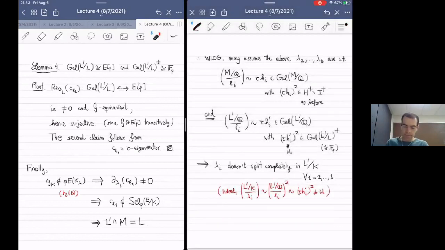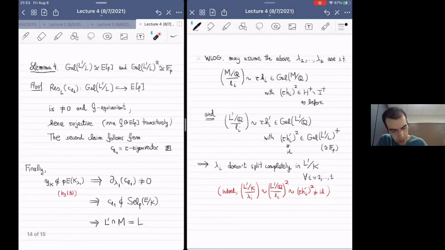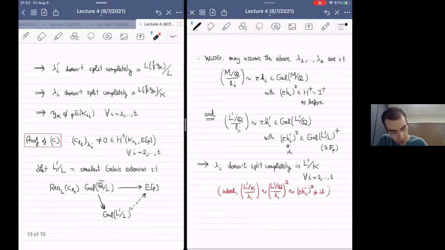Okay, but this lambda_i is not splitting completely in L prime, since L prime has been chosen to be this smallest extension trivializing this class, or splitting this class. This implies that c_L1 lambda_i is non-zero for all i from 2 to t. Okay, so now we have it. This gives us Kolyvagin's theorem A.